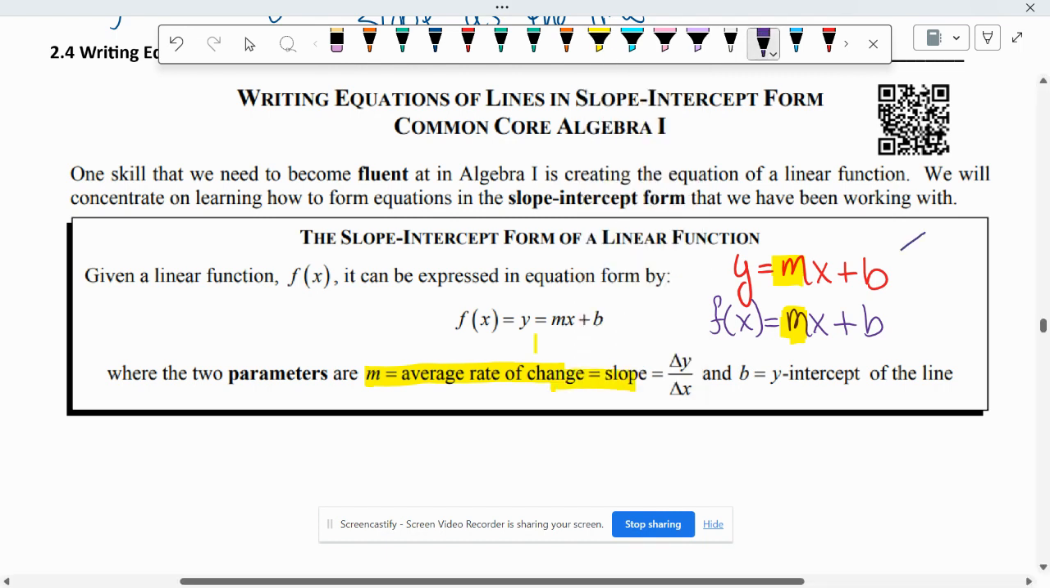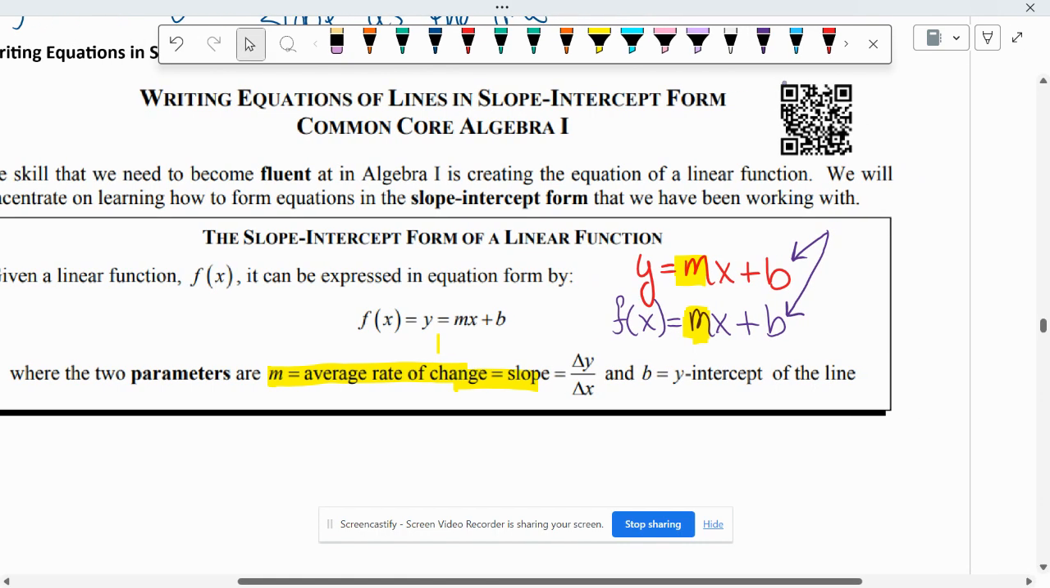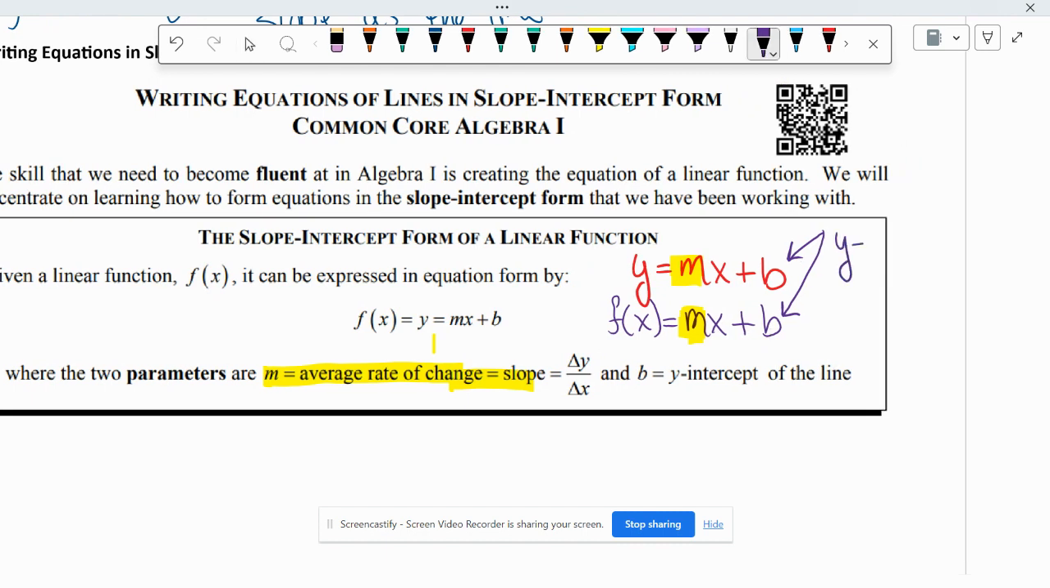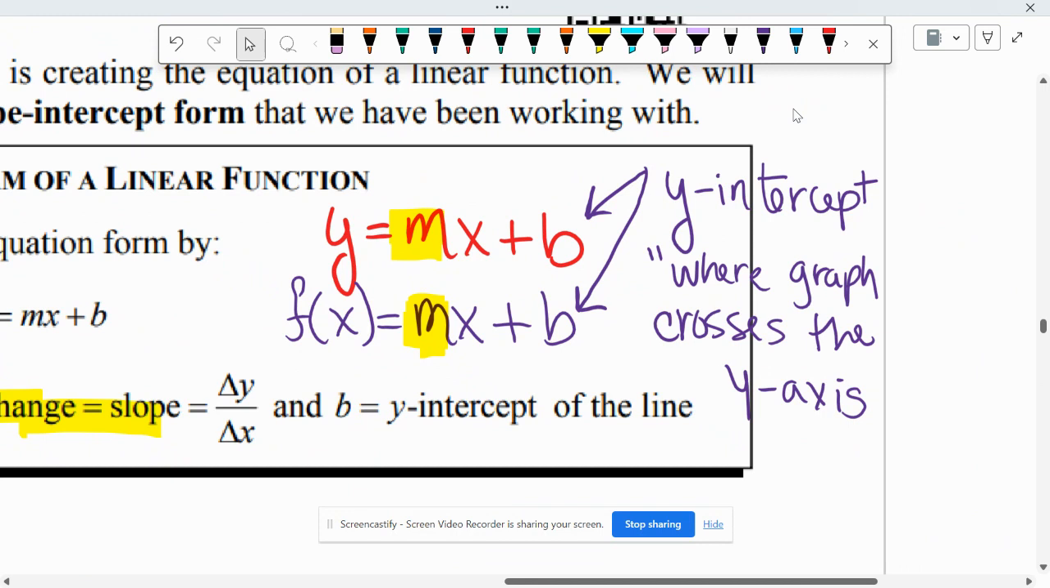B is something new. B is something that we haven't talked a whole lot about. Any ideas? This is called the slope intercept. Yeah, say it again. It's the y-intercept. It's where the graph crosses the y-axis. That's what the y-intercept means. I'm going to make that nice and big so everybody can see that.